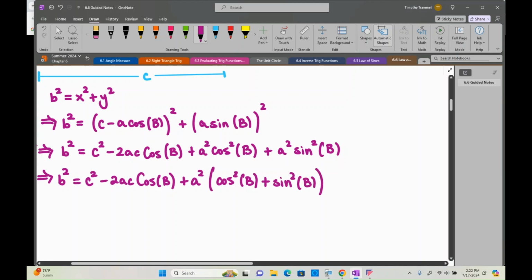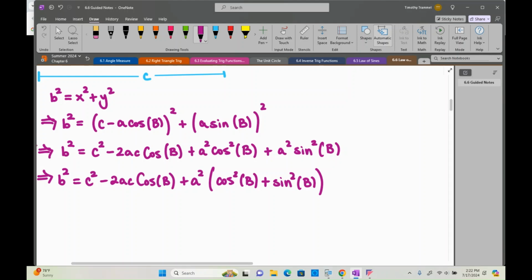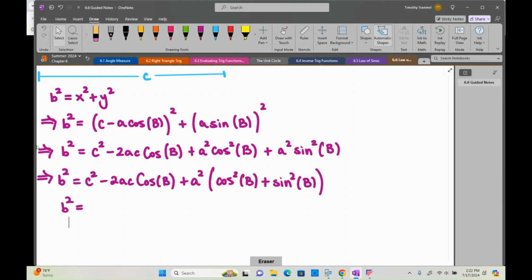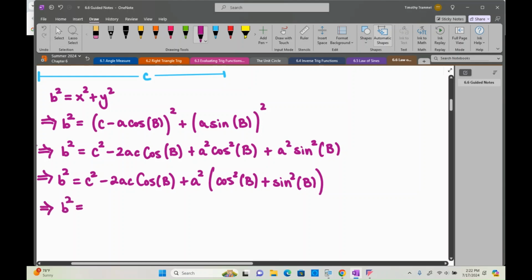And one thing you might remember here is something called the Pythagorean identity, which says that cosine squared of b plus sine squared of b is equal to 1. So that means I can rewrite what I have here as just simply b squared is equal to, and let me fix my arrow here. There we go. b squared equals c squared minus 2ac cosine of big B plus a squared.